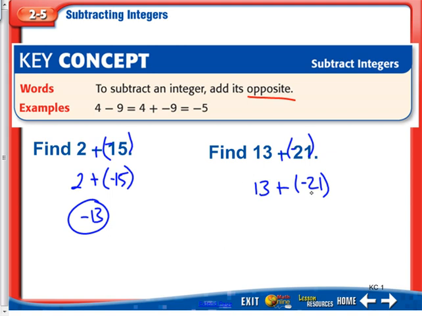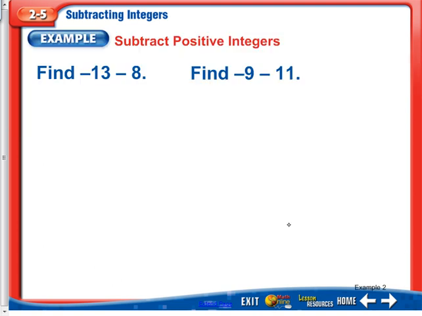Now, if you have 13 and you owe 21, we know we're going to owe. Now let's subtract the 13 from the 21. So we'll change it to 11. That's going to be a 1. This is going to be an 8. So negative 8 is our answer. We still owe 8.